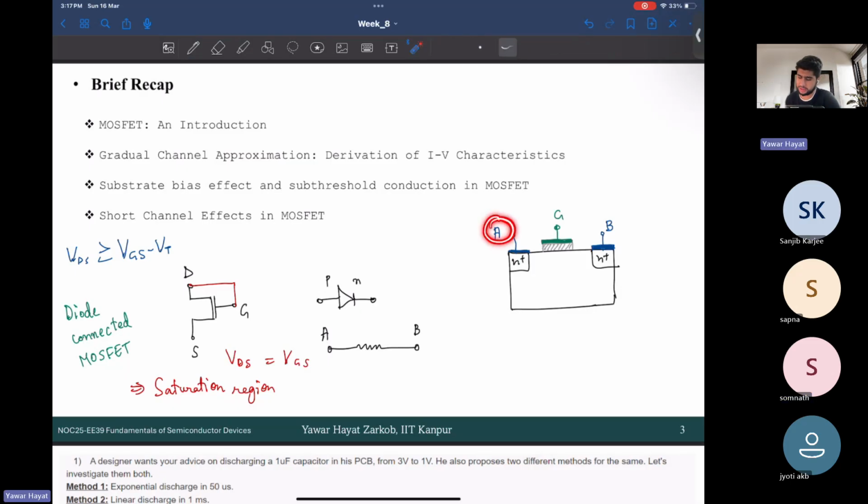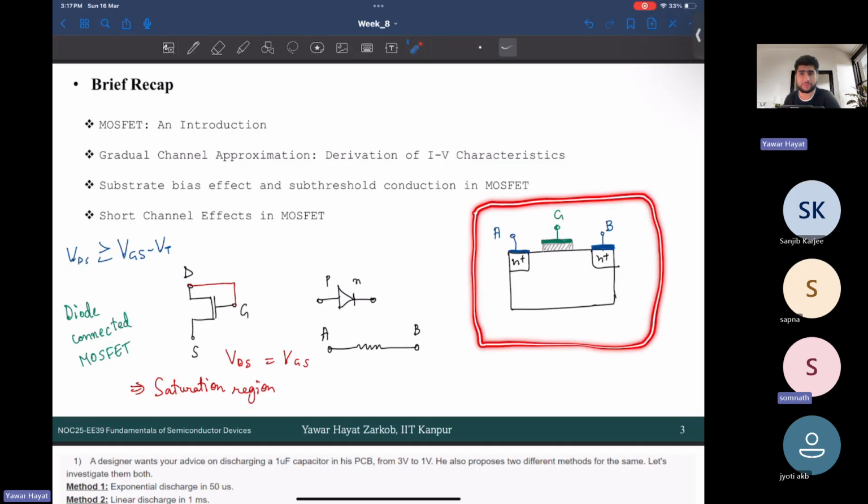What will determine which is drain and which is source? If I don't apply bias to A and B, can you comment on which terminal is drain and which terminal is source?